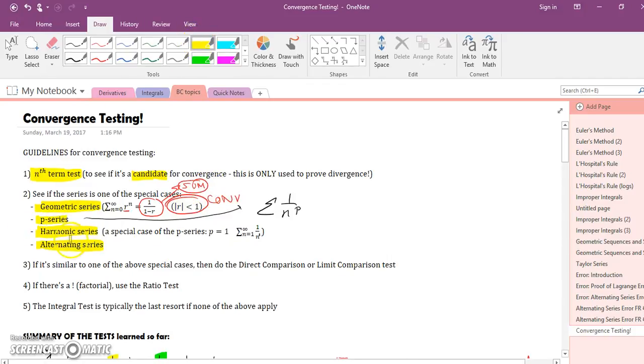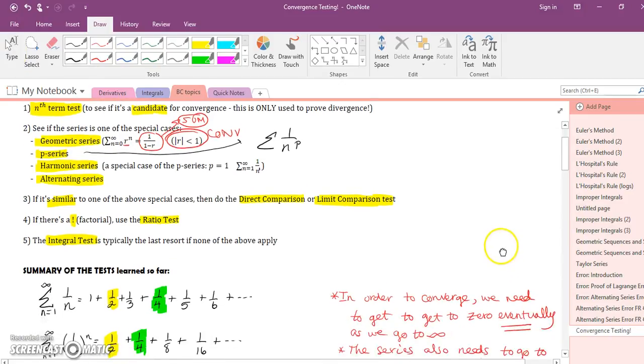If it's not one of the special cases, then you should try the direct comparison test, which he did with you. See if it's similar to one of the above. Or, this is something we have to do still, the limit comparison test. I'll show you that this week. Now, if there is a factorial in it, you're going to want to try something called the ratio test, which we have not done yet. And if none of the above work, then go to the integral test, which he did do with you, which I'll do a quick review of. That's usually the last resort if nothing above works. So that's kind of your little roadmap for when you do these.